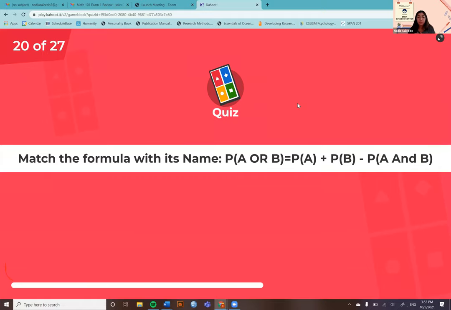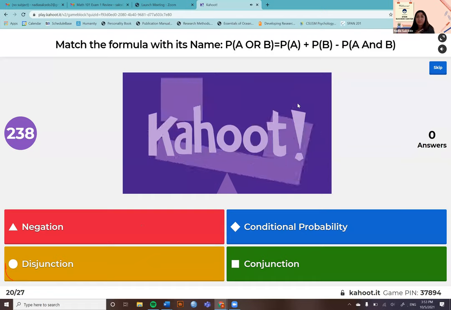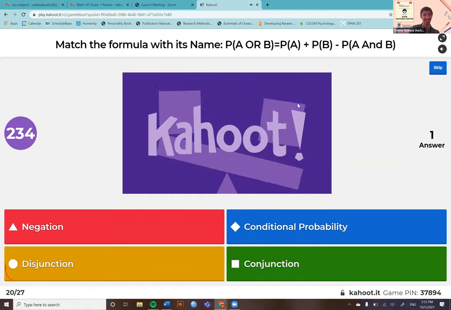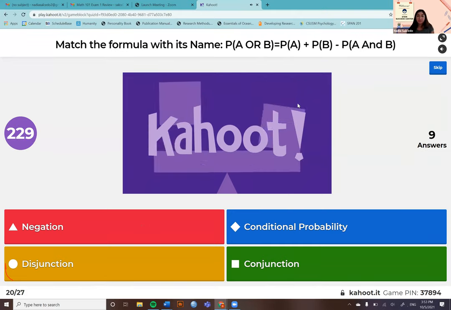So match the formula with its name, A or B. It said it was a multi-select. There is only one right answer here. I'm realizing I needed to edit some of the things on this.